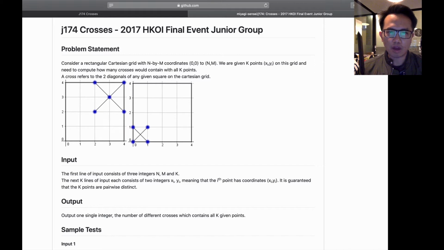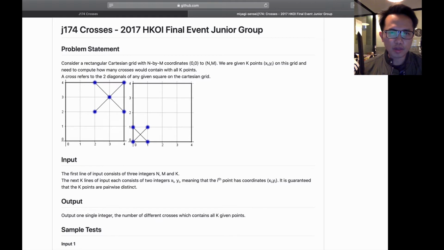So what is a cross here? You can see this is a cross. This cross has 5 points along its two diagonal axes. This is also a cross. This would have 4 points along its two diagonals.